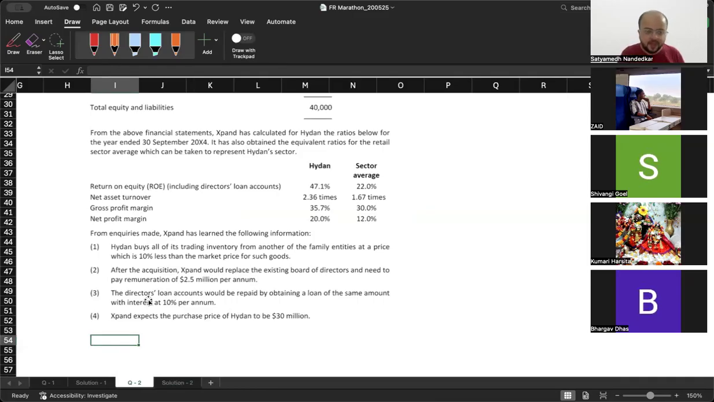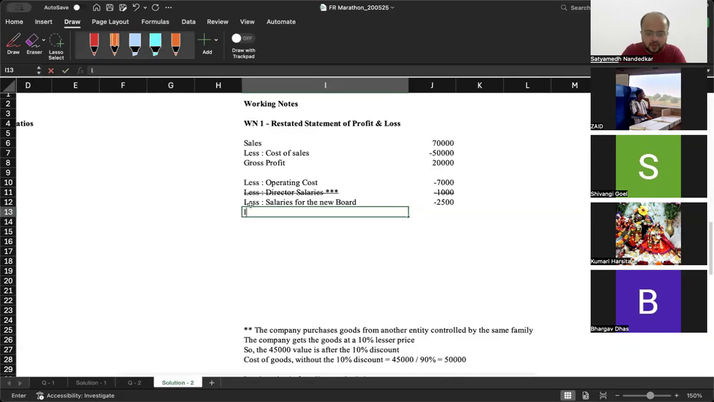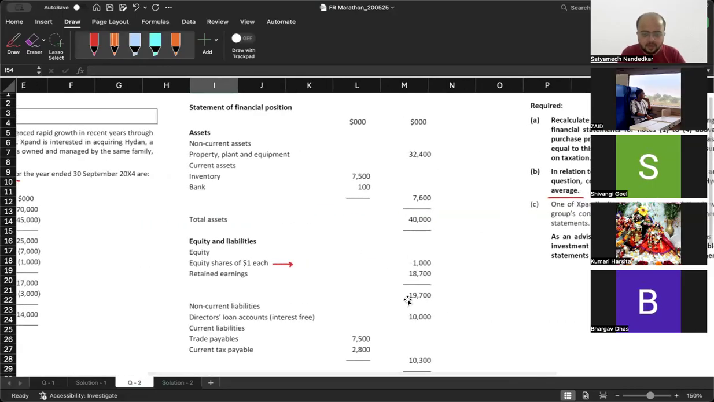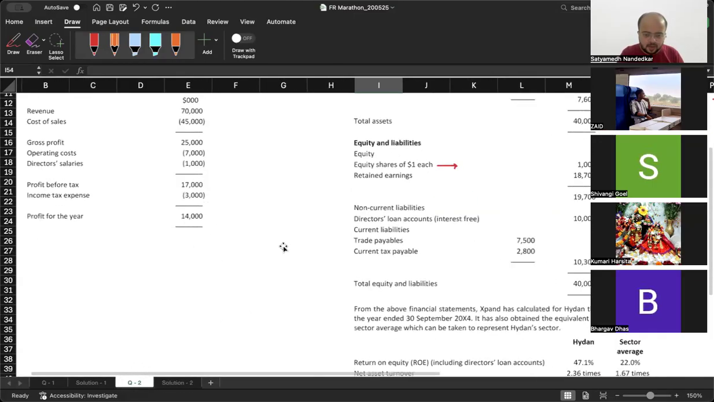No, sir. Okay. The director's loan accounts would be repaid by obtaining a loan of the same amount with interest at 10% per annum. So director का लोन वापस हो जाएगा, but right now you are not doing anything, right? अभी कुछ finance cost included दिख रहा है आपको? No, I don't see anything else. So यहाँ पे I will write down less interest on new replacement loan 10%. कितना? कितने का लोन था मेरा? Right now I have a loan of 10,000. This is interest free loan. इसको हटा देंगे. इसके जगह पे नया लोन आएगा जिसपे I have to pay an interest of 1,000. ठीक है. So this is also tackled.